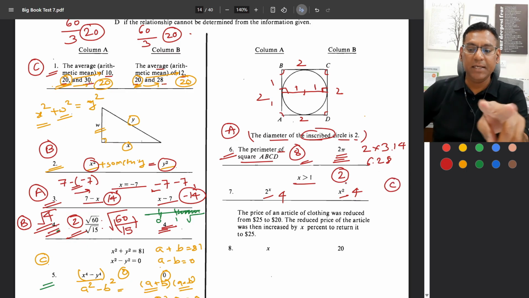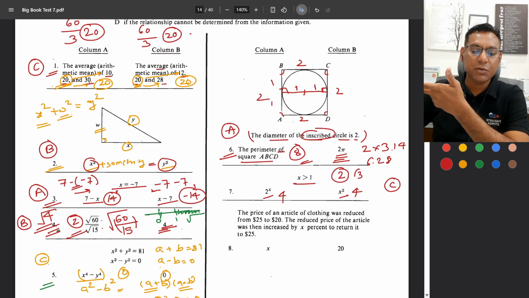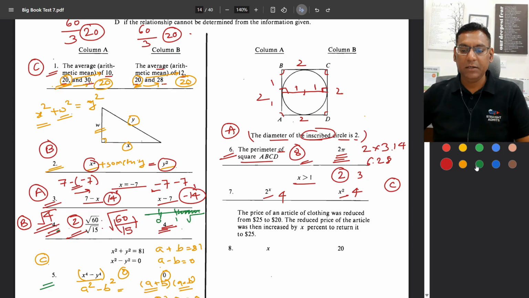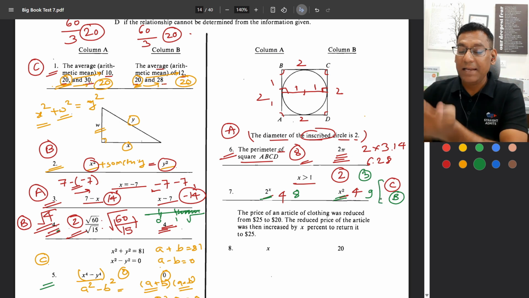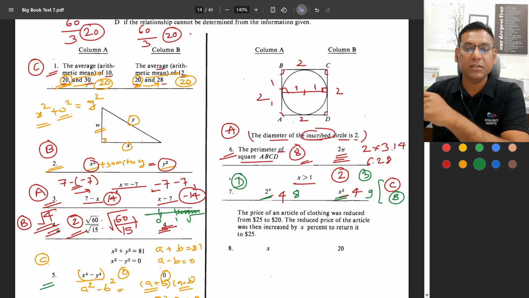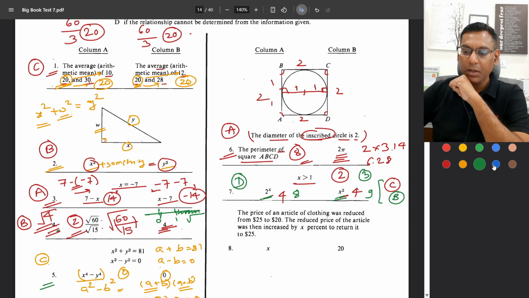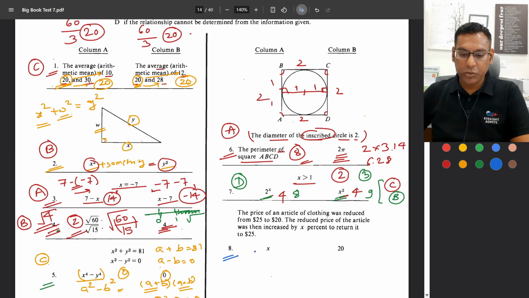But that was only one case of x is equal to 2. If I say x is equal to 3, okay, let me do that in another color. Let's say if x is equal to 3, I get 2 raised to 3, so that is 8, and 3 raised to 2, so that is 9. So here I'm getting answer as B. I don't have to do any more cases because with two valid cases I'm getting two different answers. That means the answer cannot be determined. Answer choice D.